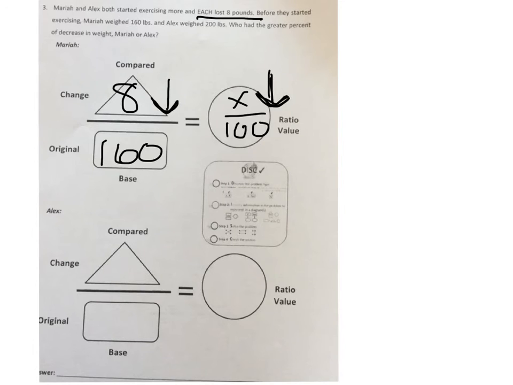This number right here is 5. So her percent, 5 out of 100, is 5%. And now we're going to do Alex. So Alex is going to be the same.